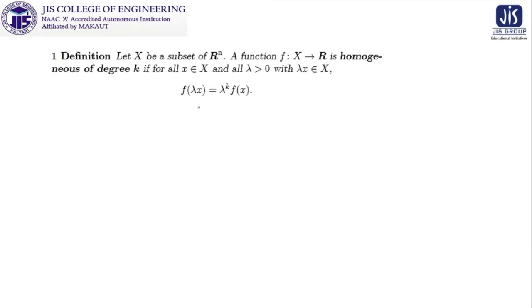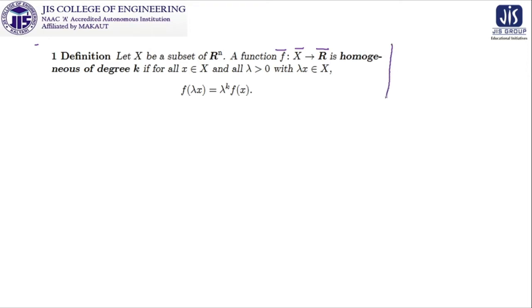It was discussed in the last class, but just for recapitulation, the definition of a homogeneous function of degree k: we have a function f from X to R, where X is a subset of R^n and R is our real number line. It will be homogeneous if we get f of lambda x is equal to lambda to the power k f of x, and this k will be the degree of that homogeneous function.